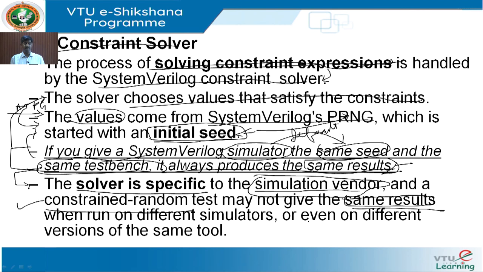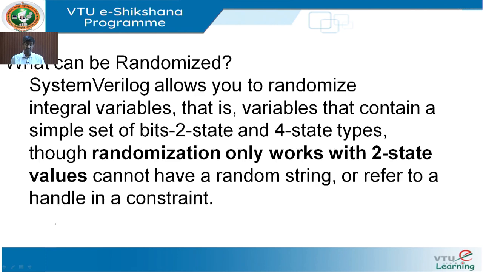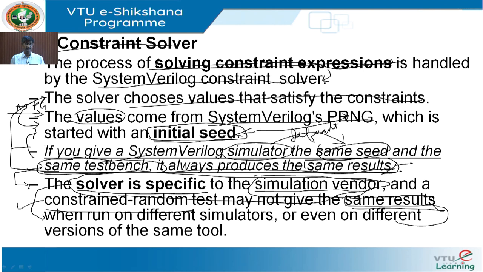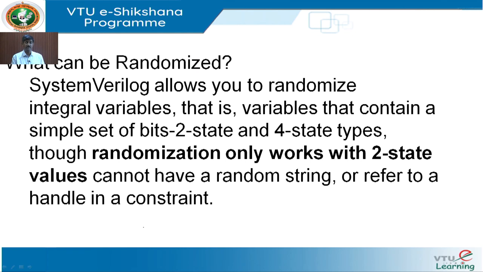Or even on different versions of the same tool, the value will vary. So it is vendor specific, and may not be the same across tool versions or tool values. Maybe a different environment may be considered there. So we know how to randomize, and how a solver thinks about the expression to be solved. So we can say what can be randomized.